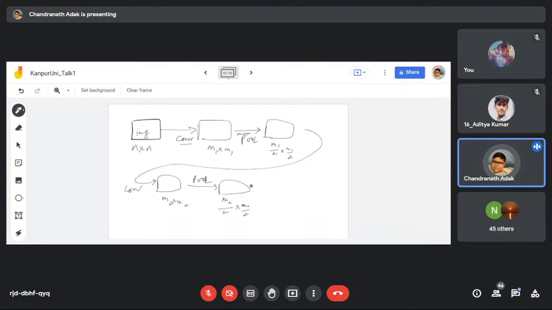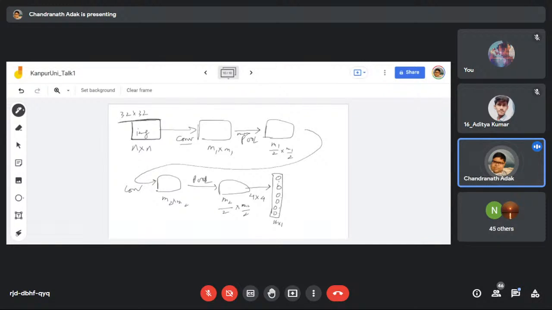Suppose this was a 32 cross 32 image size. After this stage, suppose I am getting a 4 cross 4 output. 4 cross 4 means what? 16 values. So then I will flatten, this is called flatten. So I have these 16 values, 16 cross 1. From 4 cross 4, I am flattening this, and I am getting 16 cross 1.